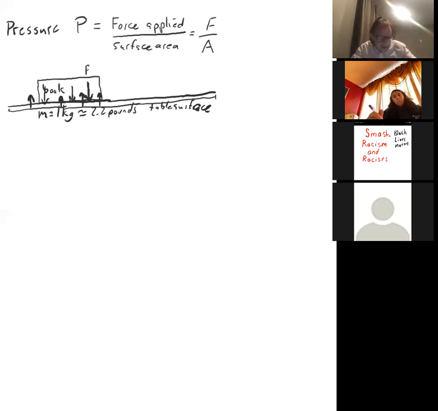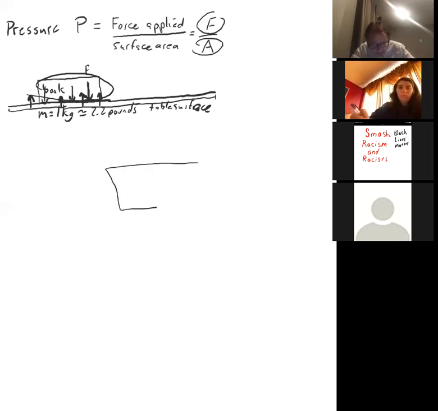Now, the pressure is that force, the force due to the weight of the book, divided by the surface area, meaning that if you were to look at that table from the top, now I'm looking down on the table, you would see that book on that table, right? So there's your table. Looking from the top, you would see that. So what is the area? The area is the area of that book, right? There's a certain area of that book. And we call that the surface area.